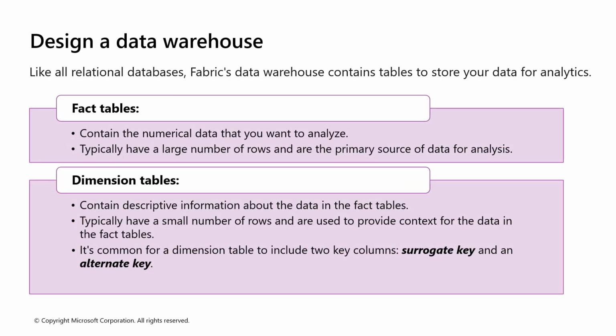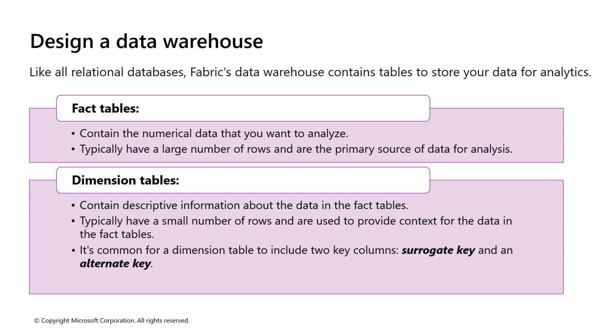Designing a data warehouse involves structuring your data into fact tables and dimension tables. This approach helps organize data for efficient querying and analysis. Fact tables contain the quantitative data that you want to analyze, such as sales figures, transaction amounts, or performance metrics. Fact tables also typically have a large number of rows because they store detailed transactional data. These tables are the primary source of data for analytical queries. Fact tables have the numbers that you'd like to calculate and the foreign key to the dimension table's primary key.